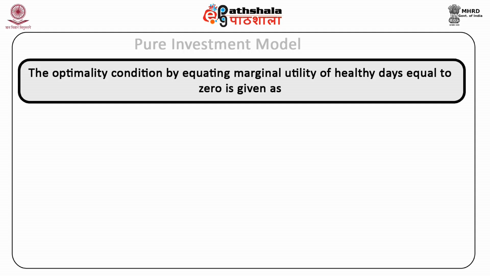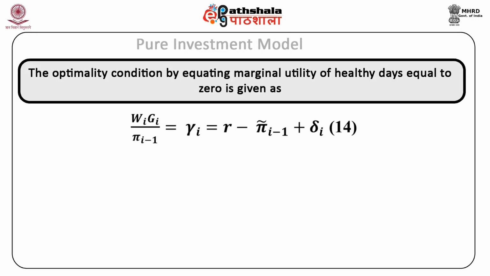The optimality condition, obtained by equating the marginal utility of healthy days to 0, is given as Wi into Gi upon pi i minus 1 is equal to Yi, which is equal to R minus pi delta i minus 1 plus lambda i. Equation 14. It is assumed that gross investment is greater than 0, as 0 gross investment will result in cost of capital always greater than its marginal benefits.